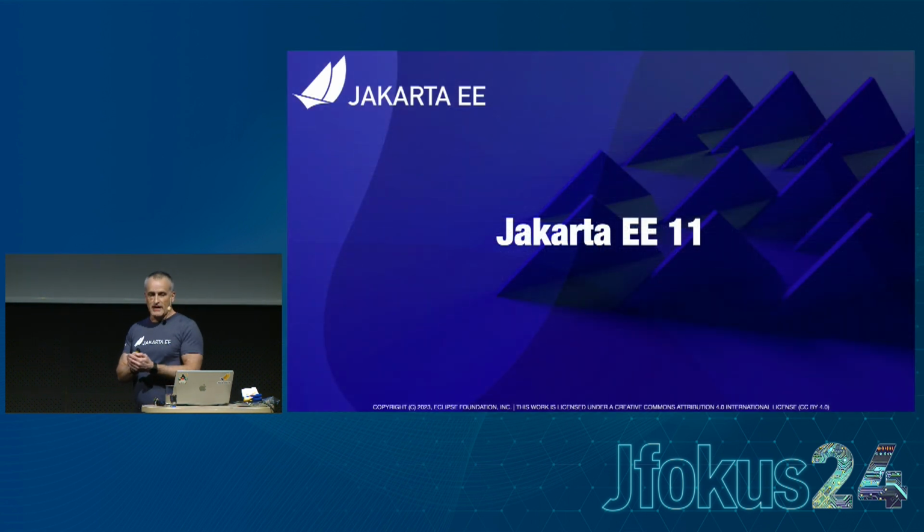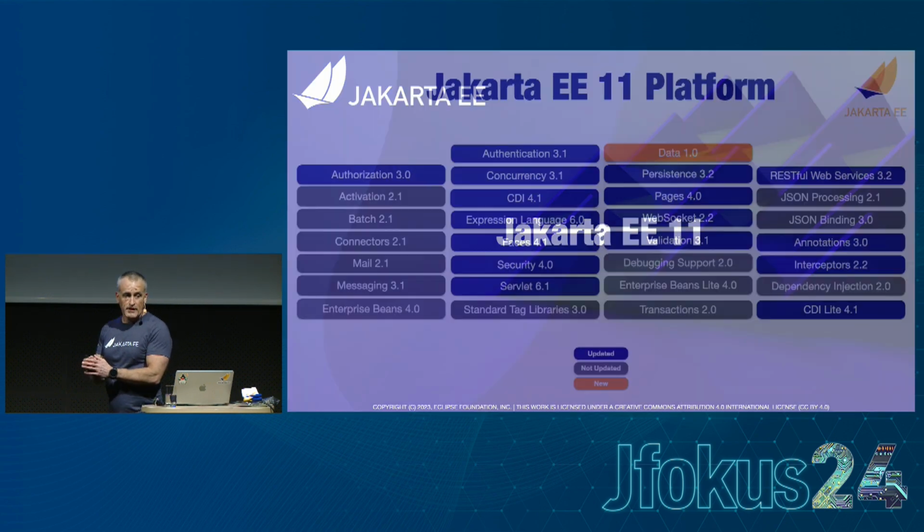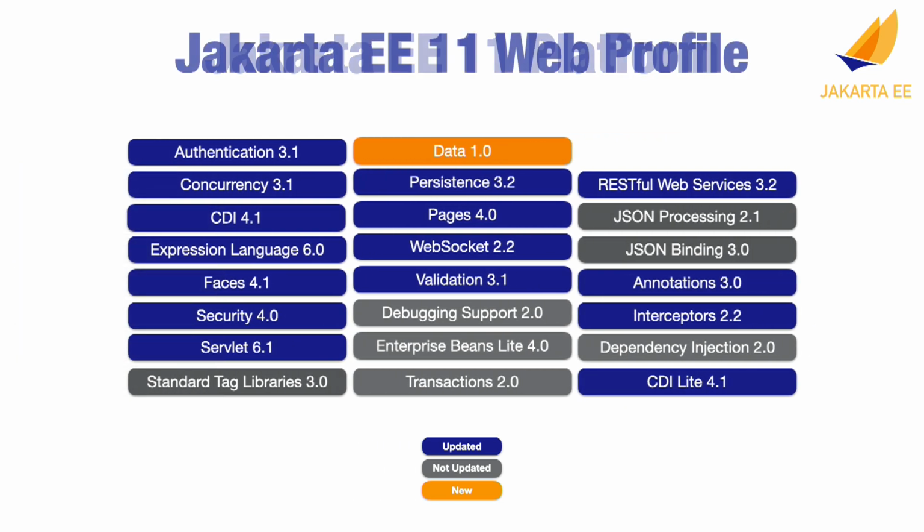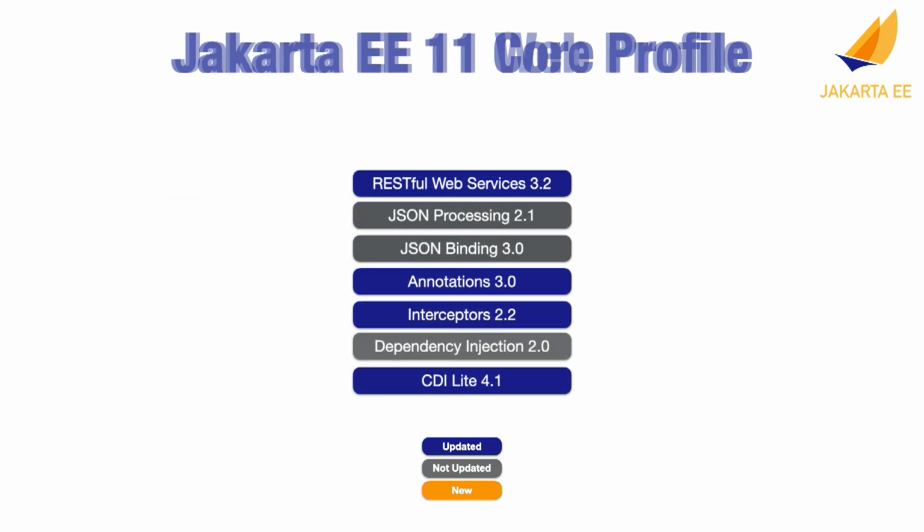So let's look at the contents of 11. And as I said, these are the specifications in the platform that are updated for this release. If we peel away the platform enterprise, we're down to the web profile, which is a subset of the platform. This is exactly as it has been since Jakarta EE 6 when web profile was introduced. And you can see data is part of web profile. So you get it from a platform implementation and a web profile implementation, which makes sense since persistence is there.